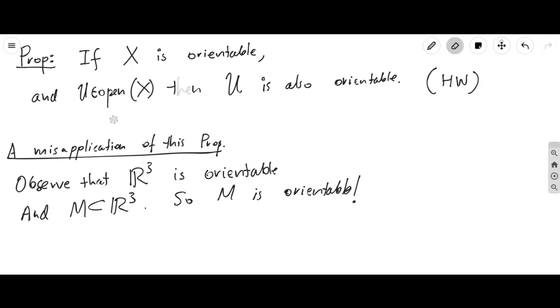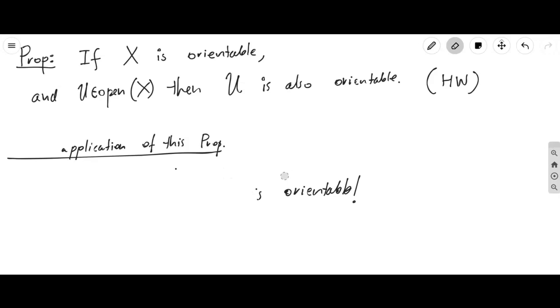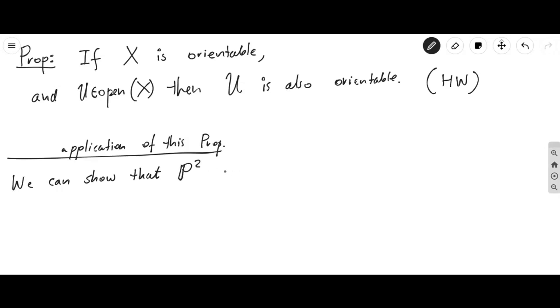Well, what is going on here is, in the proposition, it's actually important to pick an open subset of your manifold. And the Mobius band is not an open subset of R3, right? It has no thickness to it. So that's why you are misapplying the proposition. That's just something to be careful about. However, here is an application of this proposition. This is something that you can actually do. We can show that the projective plane is not orientable.